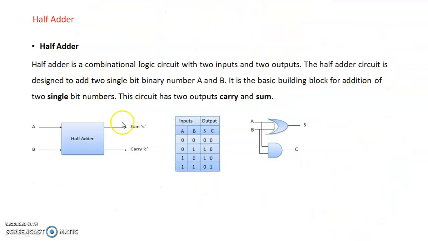Next is the half adder. So what is the half adder in a combinational circuit? Basically, what does combinational circuit mean? A combinational circuit is a type of digital circuit. It does not require memory, because every time the output depends only on the present input state. Whatever the present input applied, it will generate the outputs accordingly.